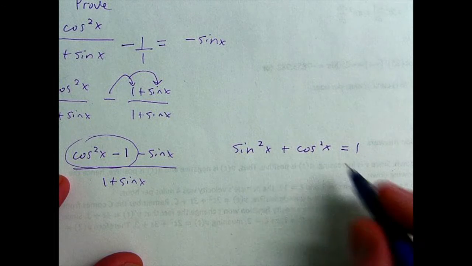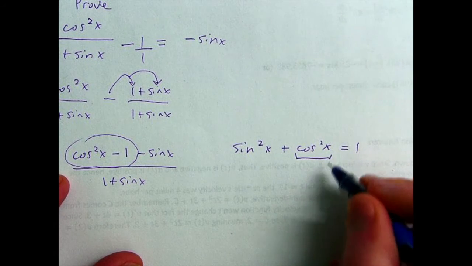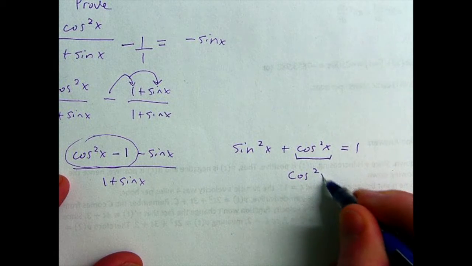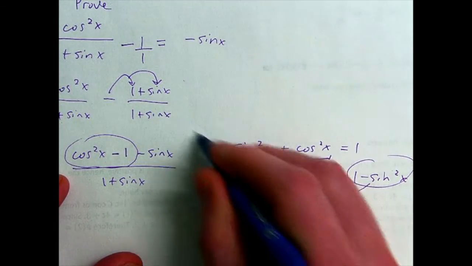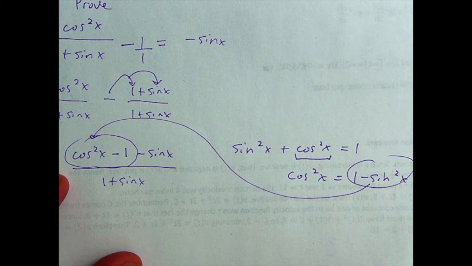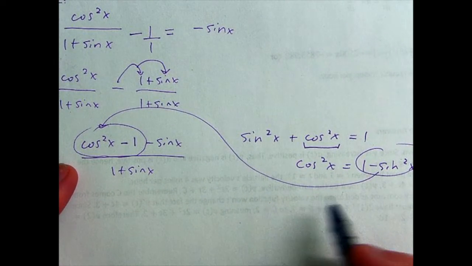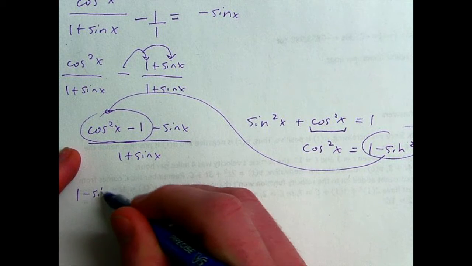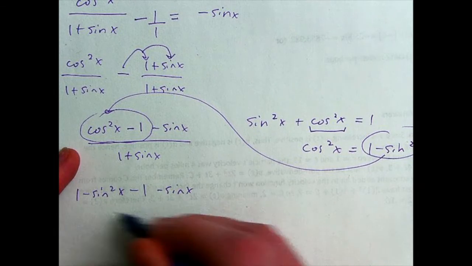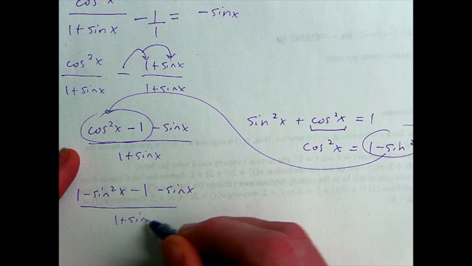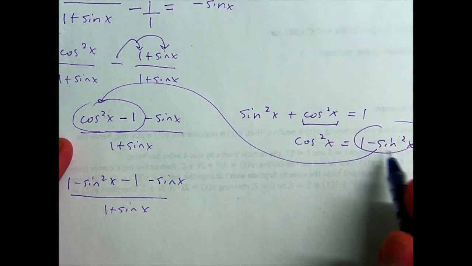If you solve this equation, or rather, I suppose one way of doing this, you could solve this equation for cosine squared x and write cosine squared x is equal to 1 minus sine squared x, and then make that replacement for the cosine squared. So in other words, replace cosine squared with 1 minus sine squared x. That'll give me 1 minus sine squared x minus 1 minus sine x over 1 plus sine of x. Right, I've just replaced cosine squared x with 1 minus sine squared.